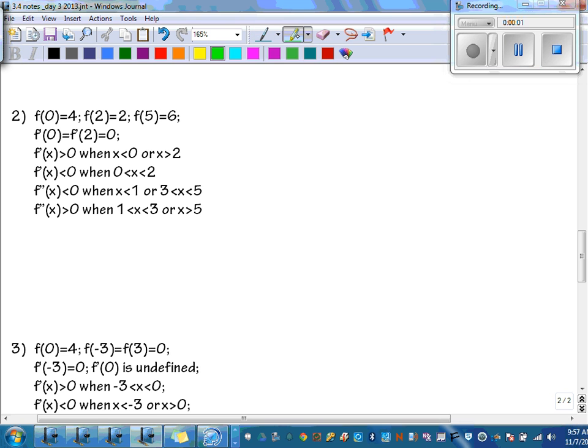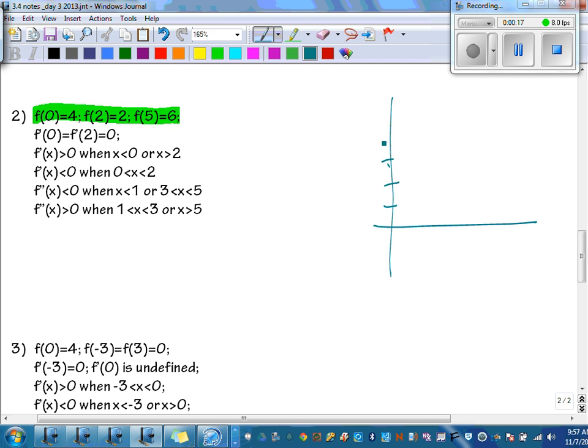So the first part here gives us points on the graph again. So our graph, actually, I'm going to change that a little bit. You'll be all right. 1, 2, 3, 4, 5, 6. All right, so we're going to graph those points on our graph. We have (0, 4), (2, 2), and (5, 6).